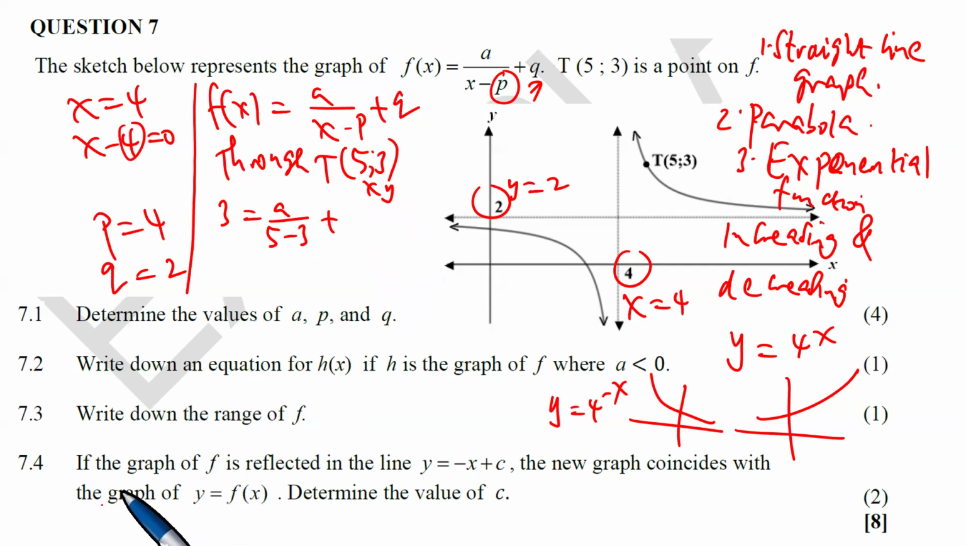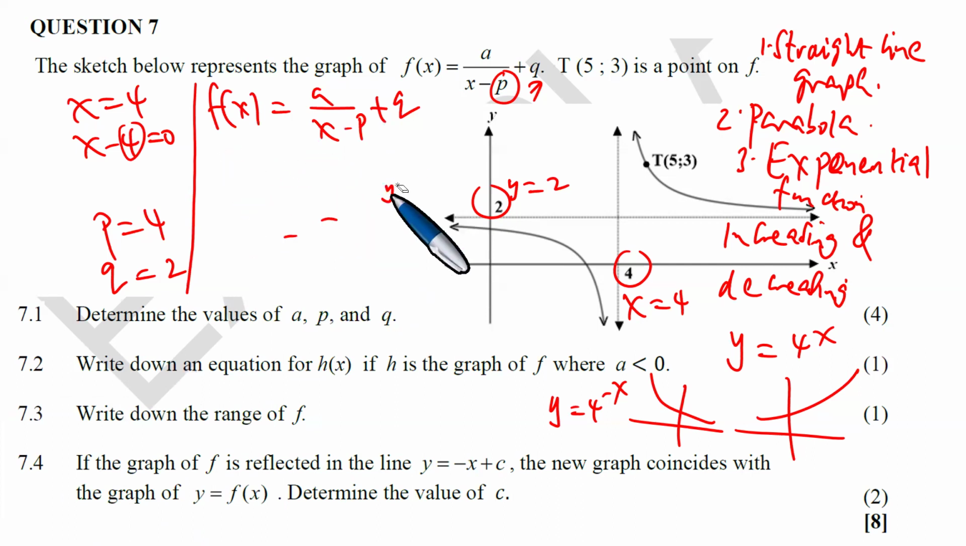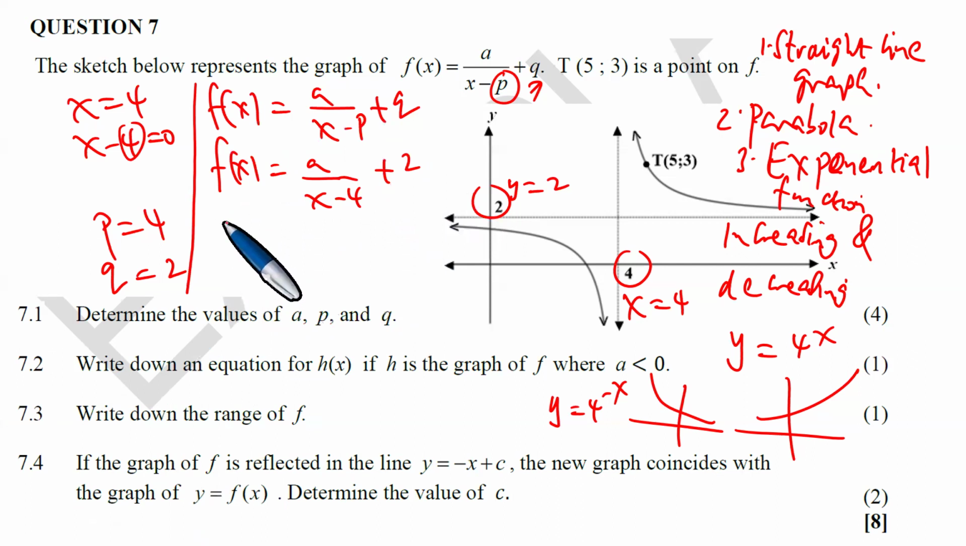Okay, no, I need to change something. Let me first write the following to make it easier to understand. Obviously we've already found the p and the q. Let's just plug them in. So you would have x minus 4, and the q is 2. This is through the point T with the coordinates 5 together with 3, which means x and y.